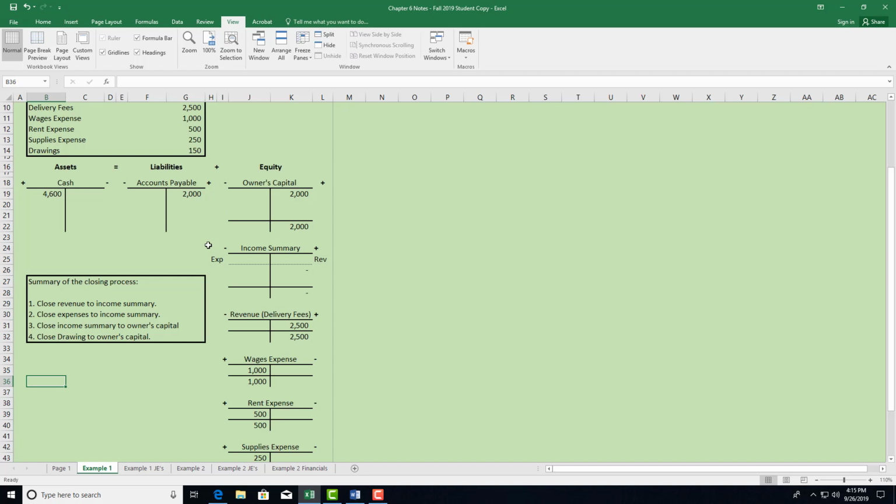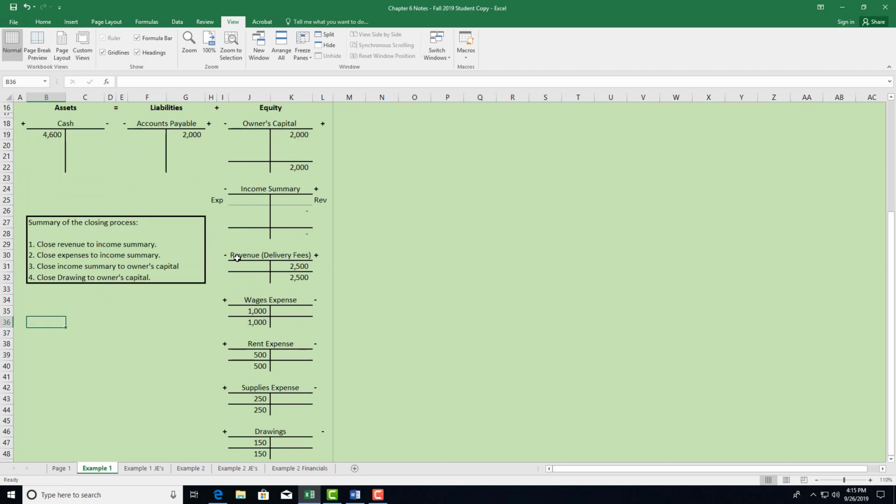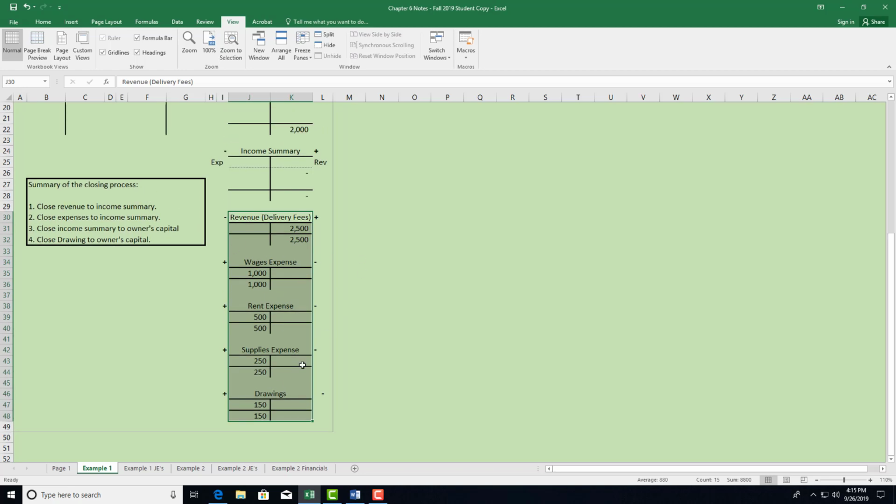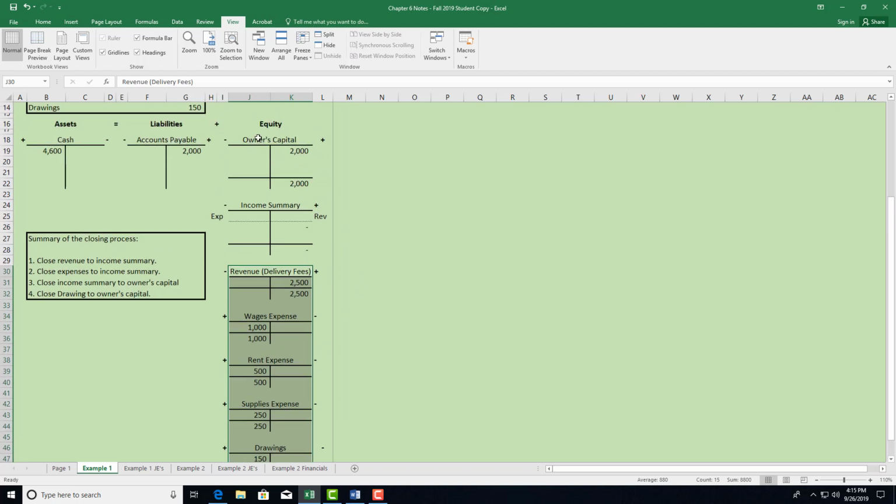Closing entries are commonly missed on exams. There's really not much to it, but I do think there's something about the concept that's confusing. But all we are trying to do is simply to take these account balances right here. These are temporary accounts: revenues, expenses, and drawings. We want to zero out these account balances and transfer them to owner's capital.